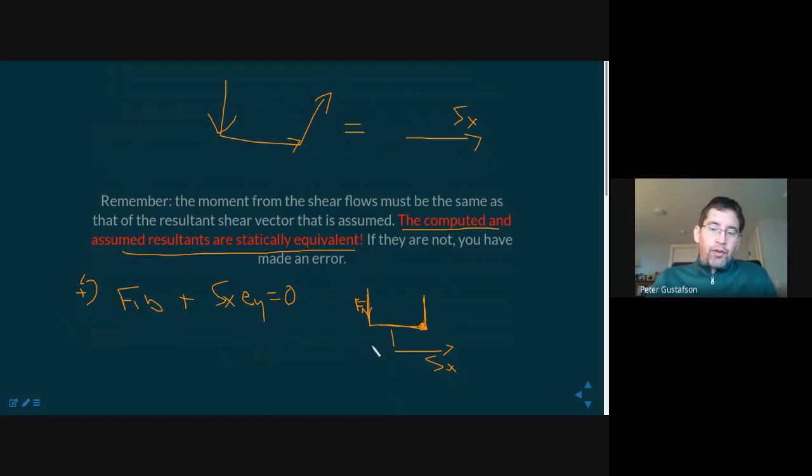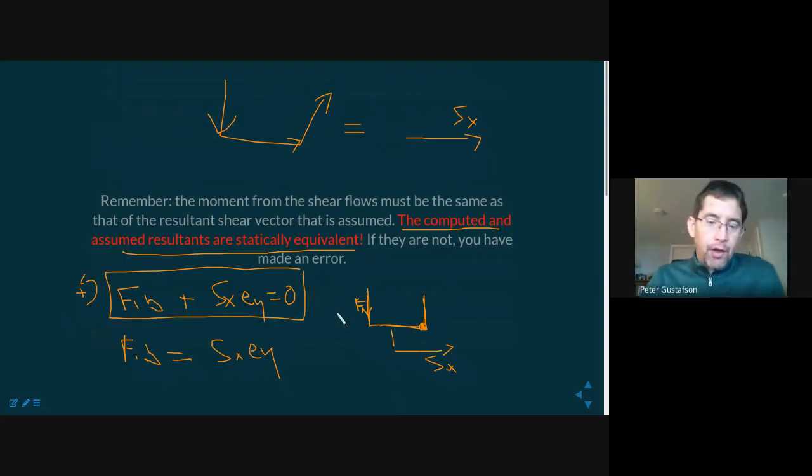Rather, this is equal to this. Remember, I drew this big equal sign. So instead, it has to be F1B is equal to SXEY. And so there's a difference, obviously, in signs between the top line here and the bottom line. So this is another common error that I see on homeworks and exams. They are the static equivalent.